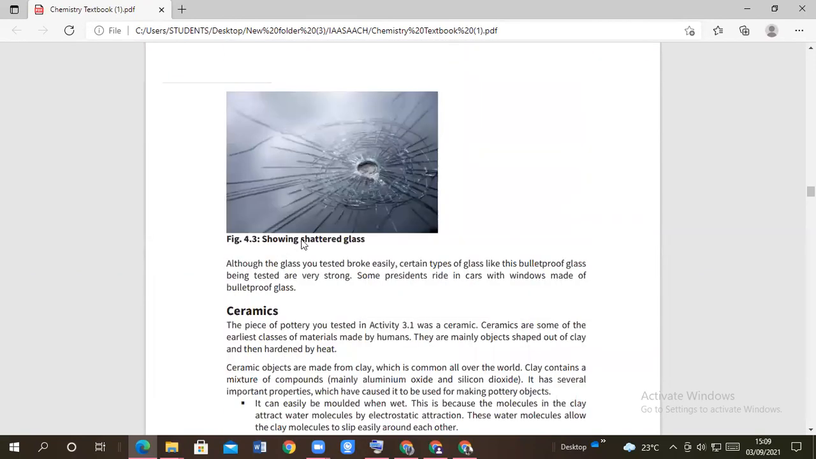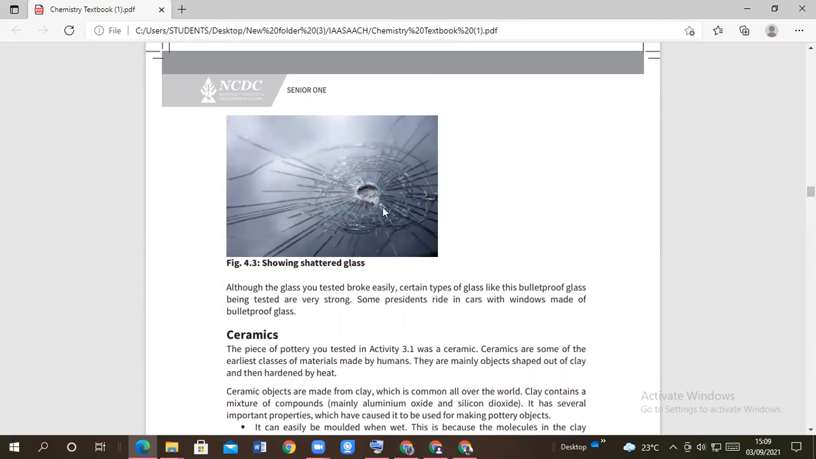Now, this is an example of showing a shattered glass. The glass has turned into what? What do you mean by shattered?